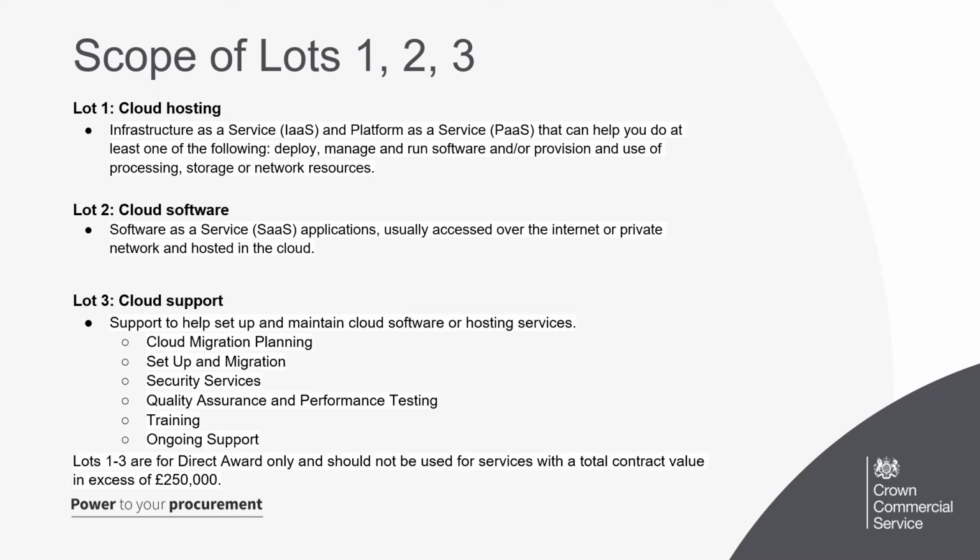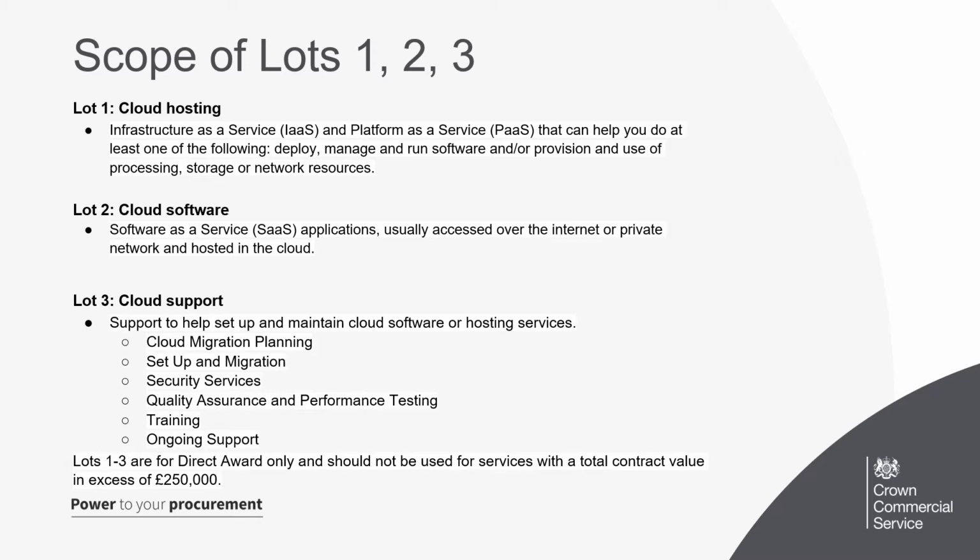Lot 1 is for the provision of cloud hosting services such as infrastructure as a service, platform as a service, that facilitate customers in the deployment, management, and running of software in the provision and use of processing, storage, or network resources. Lot 2 is where you can provide cloud-hosted software as a service applications. And Lot 3 is for the provision of cloud support services to help customers move from on-premise to cloud-based solutions. Services here fall into 6 areas: cloud migration planning, setup and migration, security services, quality assurance and performance testing, training, and ongoing support.